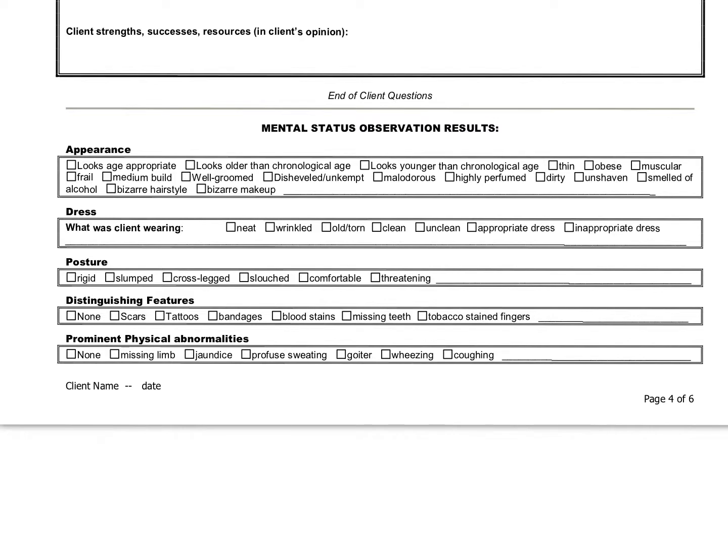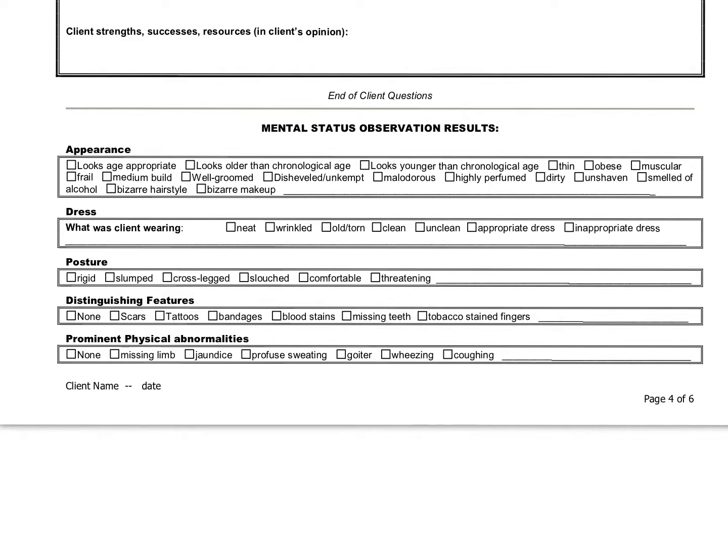What was their posture like? Rigid, slumped, cross-legged, slouched, comfortable, threatening? More times than not, it's just comfortable. You're really kind of looking to read nonverbals. The rigid could be related to anything, guarded, anything that might factor into your overall assessment of the individual.